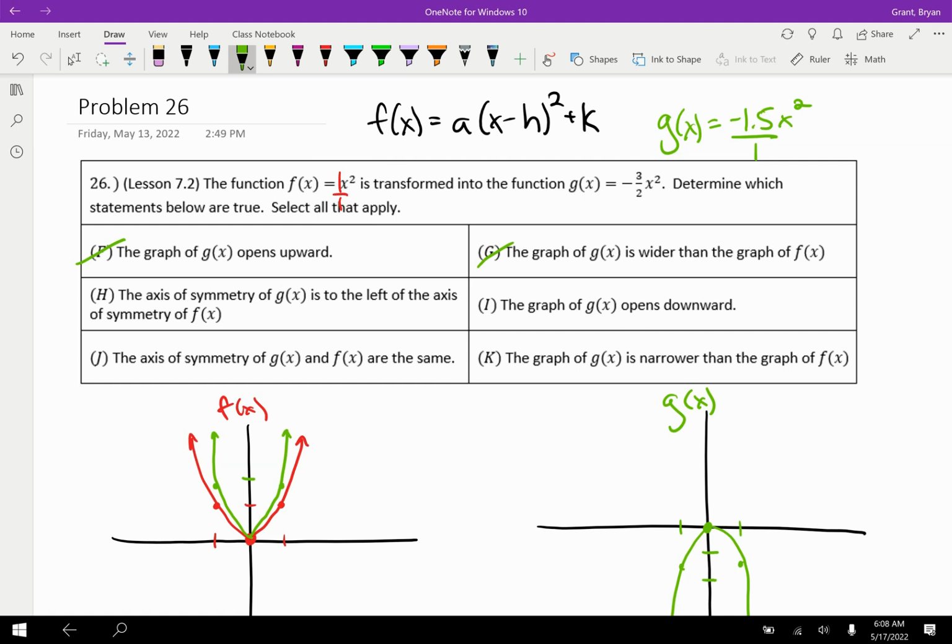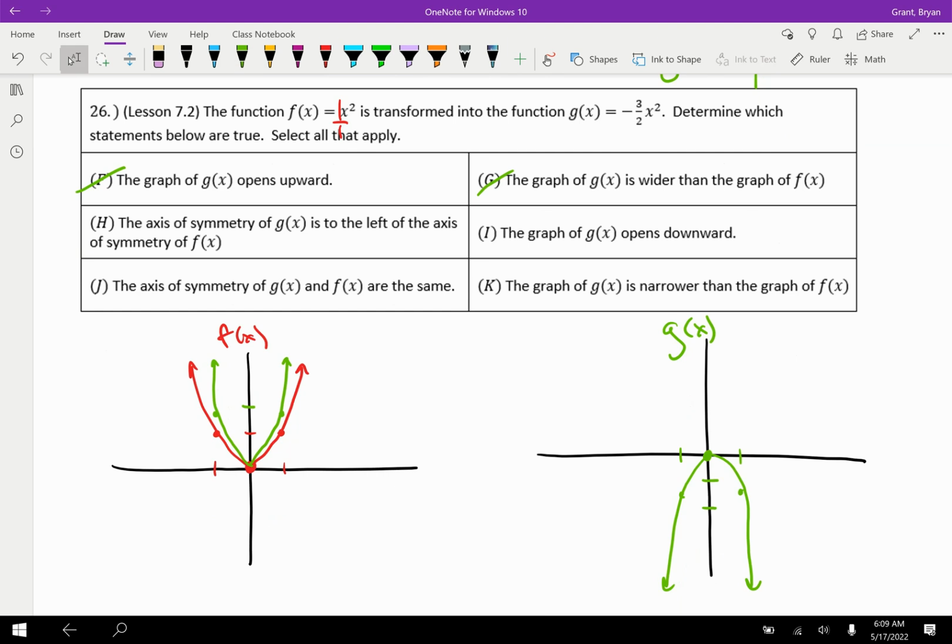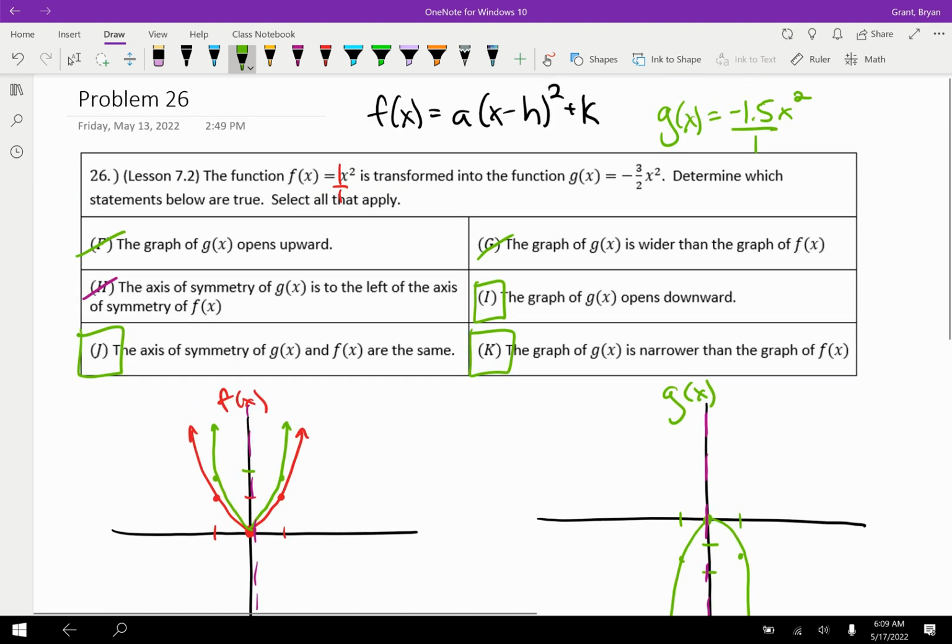The axis of symmetry of g of x is to the left of the axis of symmetry of f of x. Well, that's simply not true. We know that the axis of symmetry goes straight through the vertex, and it goes straight through the vertex on both of them. They have the same axis of symmetry. Does the graph of g of x open down? Why, yes, it does. Is the axis of symmetry the same? Well, certainly. And is the graph of g of x narrower than the graph of f of x? Yes, we saw that over here as well. So 3 correct answers.